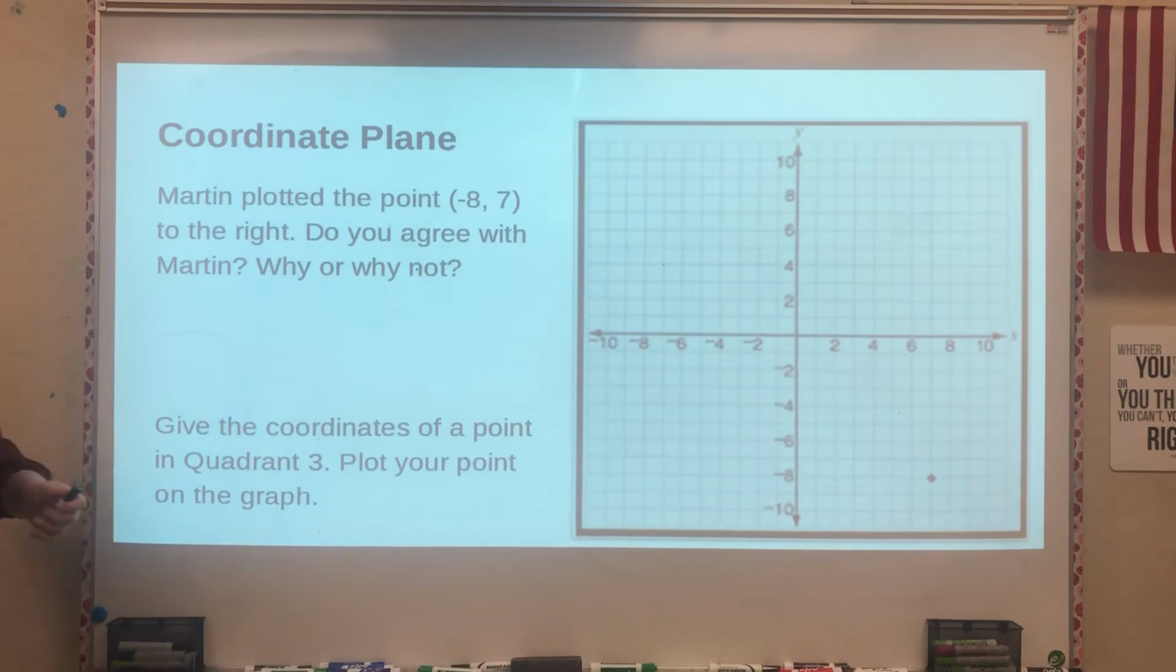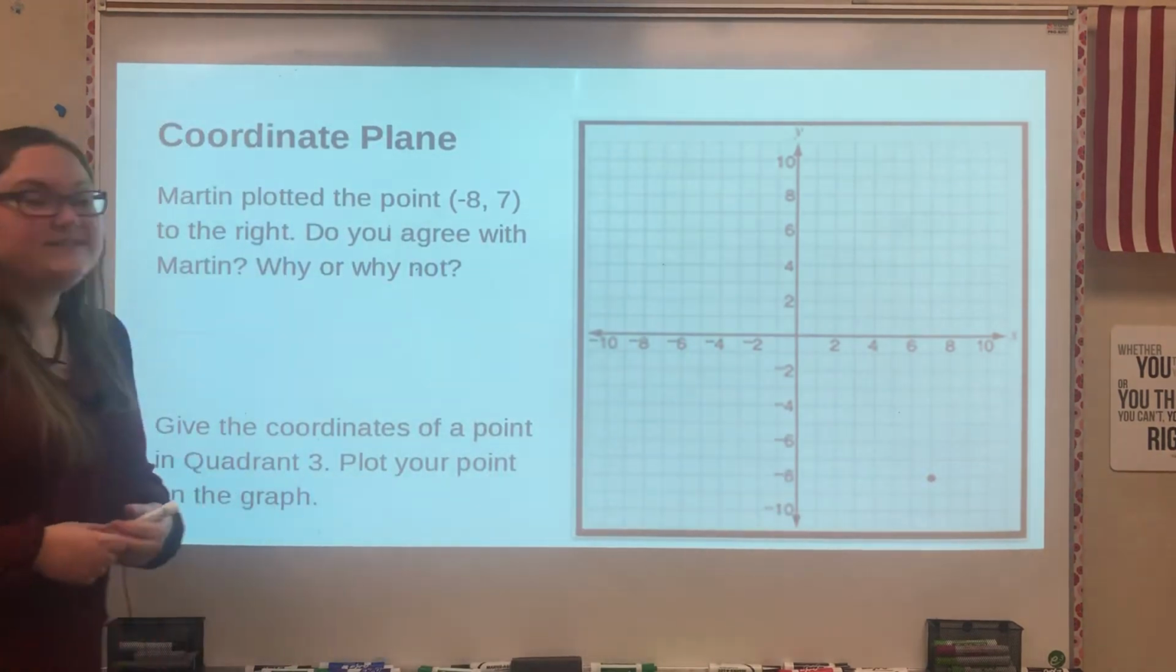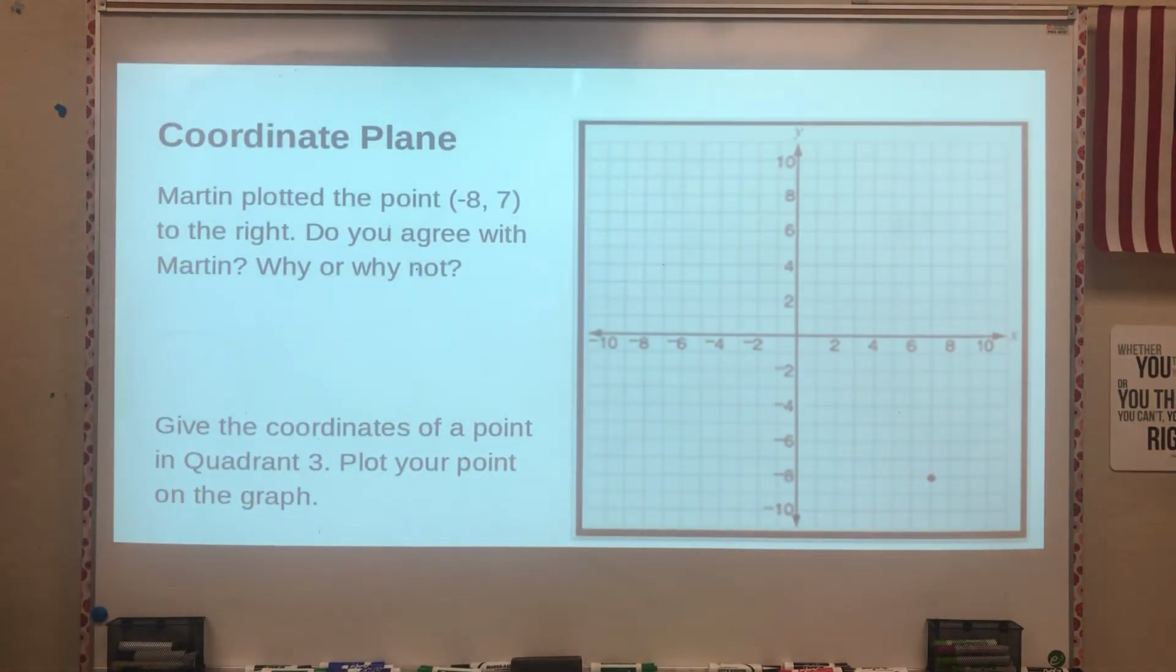We've got the first question that says, Martin plotted the point -8, 7 to the right. Do you agree with Martin? Why or why not? And the point he plotted, it's right there. So go ahead and start off by saying, do you agree with him? Make sure you answer why or why not.